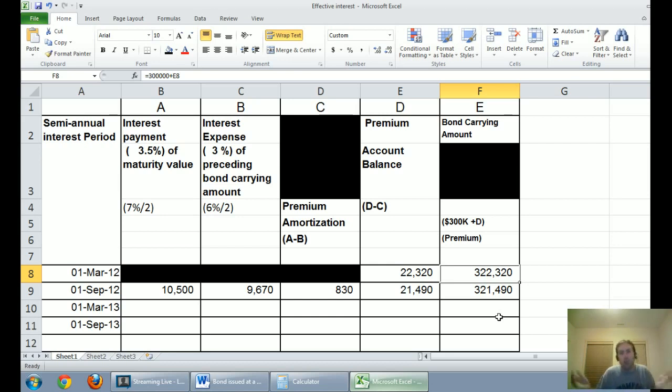Now, why did they overpay? Well, because I'm overpaying interest throughout the life of this bond. I'm paying 7% where they could only get 6% from other people. Okay, let's move on to the next.